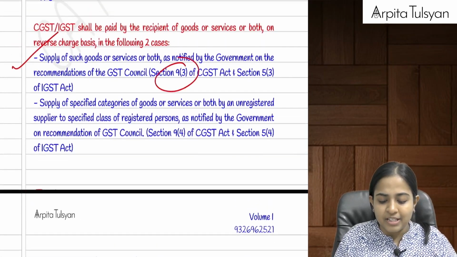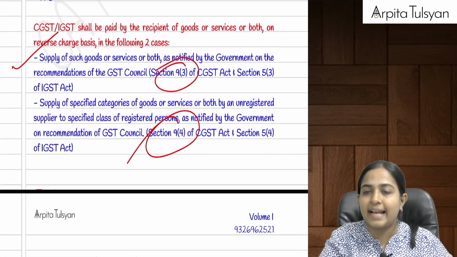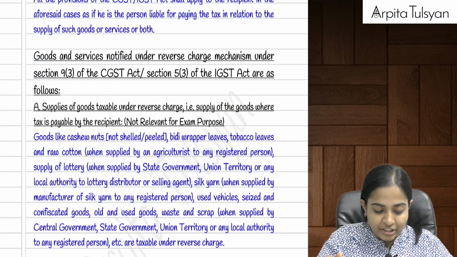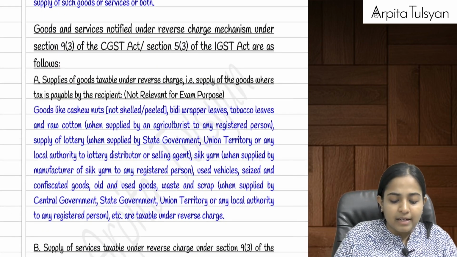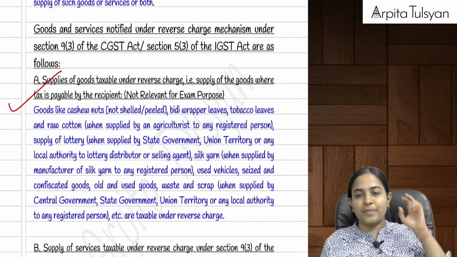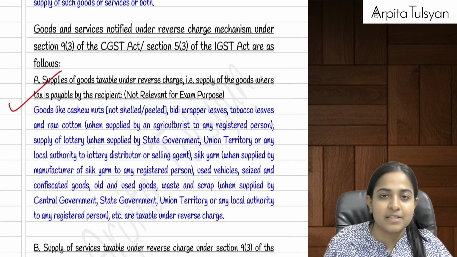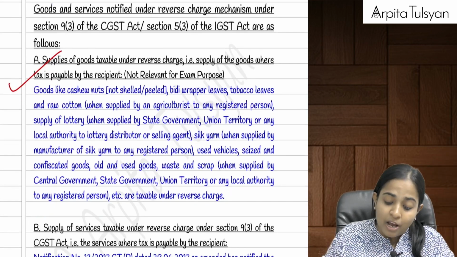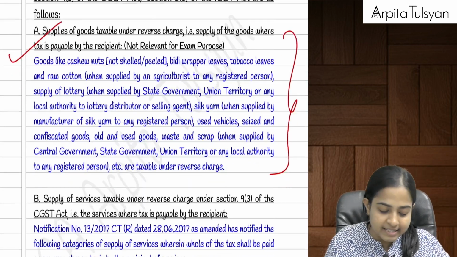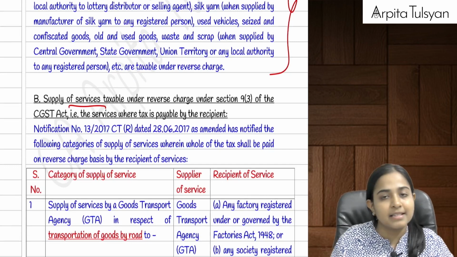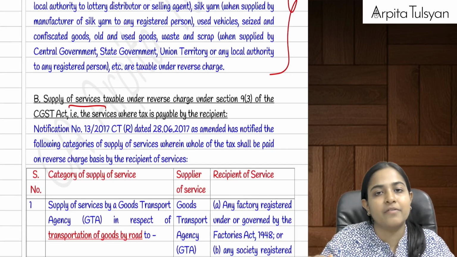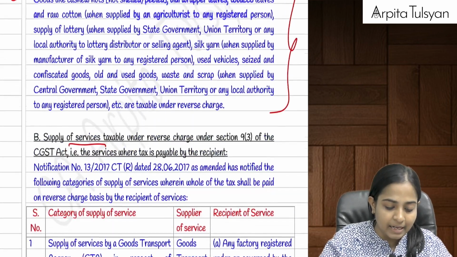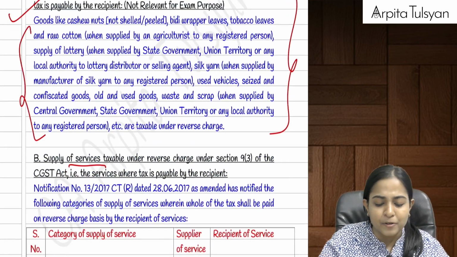Now in reverse charge there will be two sections, section number 9(3) and 9(4), or correspondingly section 5(3) and 5(4) of the IGST Act. Now listen. In case of reverse charge mechanism, both goods as well as services have been prescribed. Goods we do not have in our syllabus, but many of the services which are under reverse charge mechanism we do have in our syllabus. I have just given them here as examples.